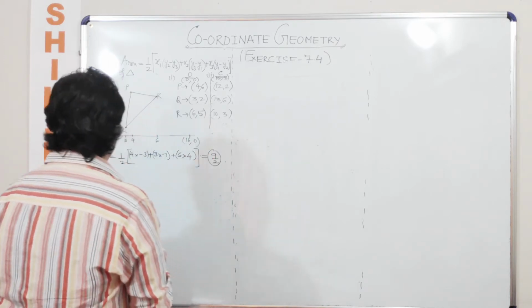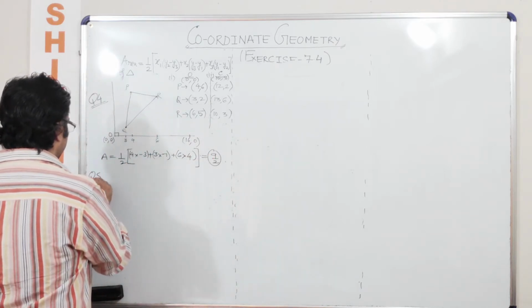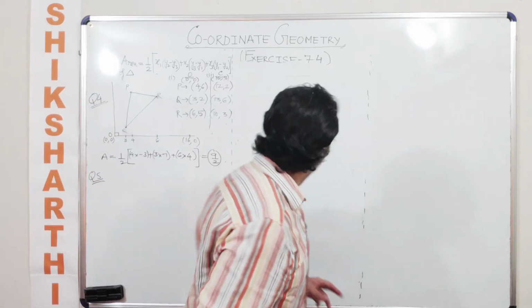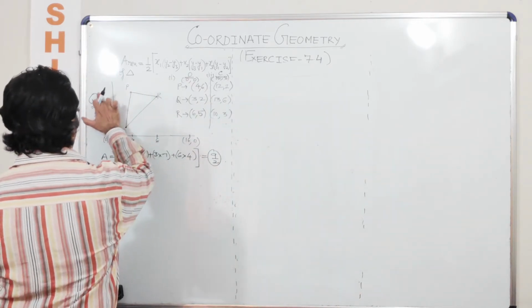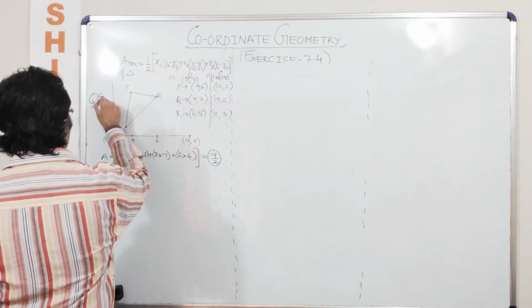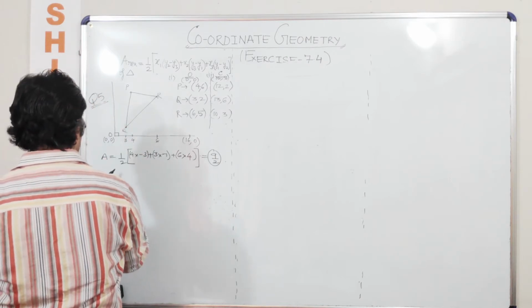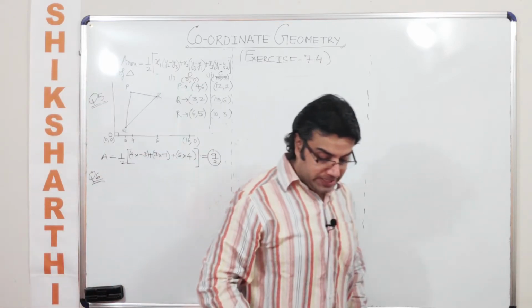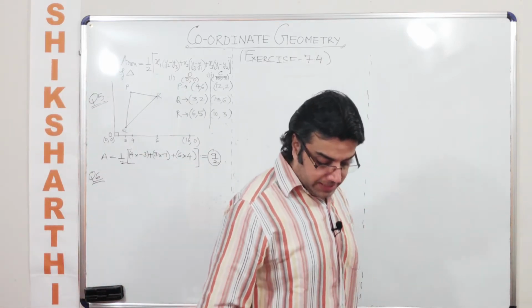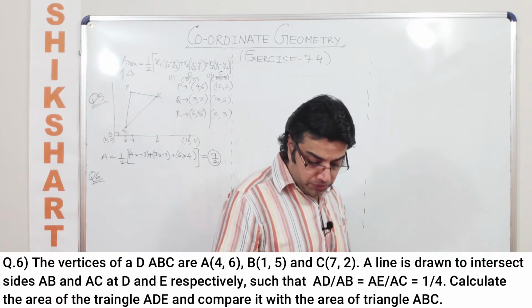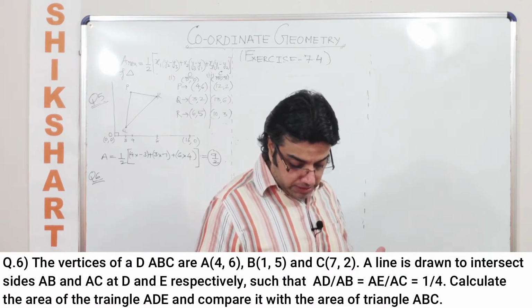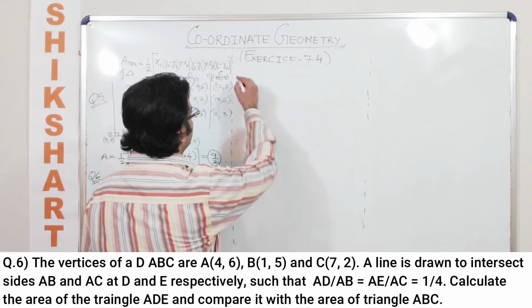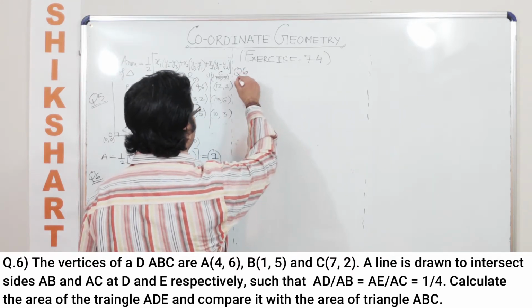Yes. Moving on to the next question, which is question number 5. Talking about question number 5, I'm sorry, this was question number 4, and now we are going to talk about question number 6. I'm so sorry. So question number 6 says the vertices of the triangle are given to you and a line is drawn which intersects the sides. Instead of solving it here, maybe I solve it here so that you are able to have a better look at it.